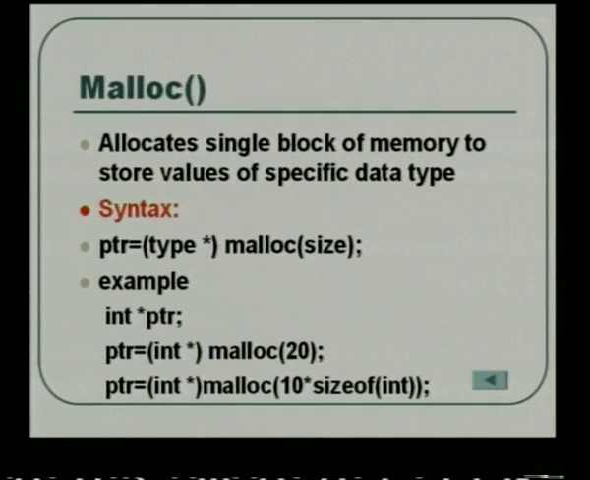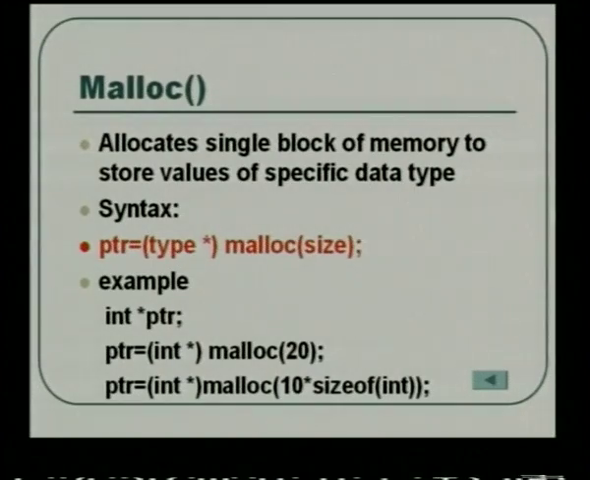The syntax for this is, as I said, it returns a pointer value, so it has to be collected by a pointer variable. Type star, whatever type, integer or float, followed by the dereference or indirection operator. Malloc is a function, within brackets the size. So, this is an example: an integer pointer variable, that pointer is equal to the pointer type followed by the indirection operator within brackets, followed by the memory allocation function malloc, followed by the size.